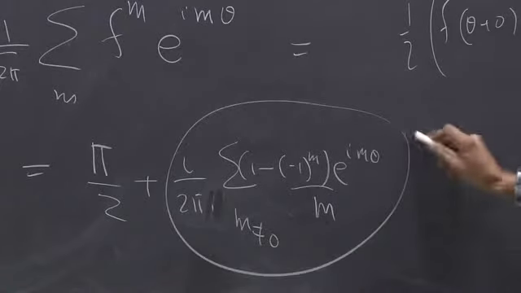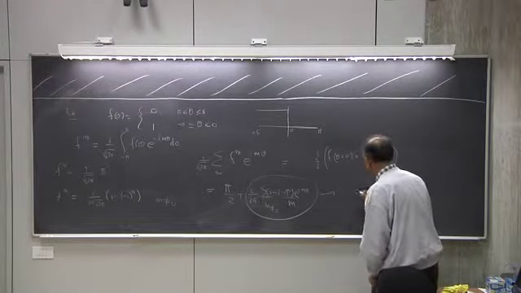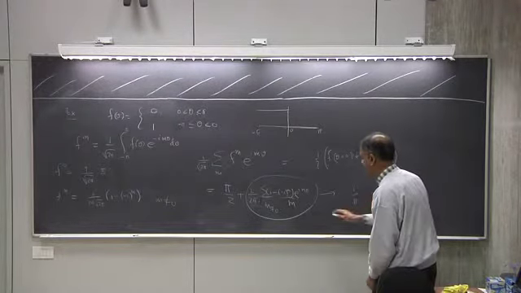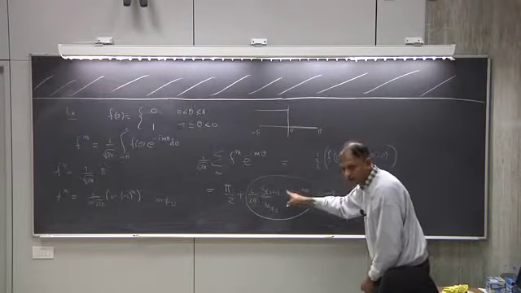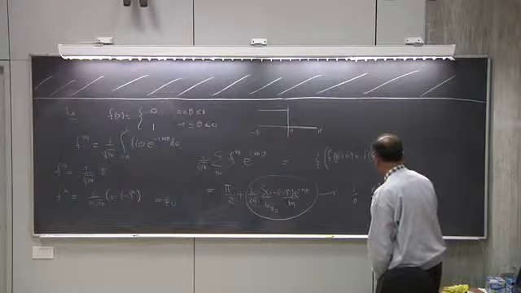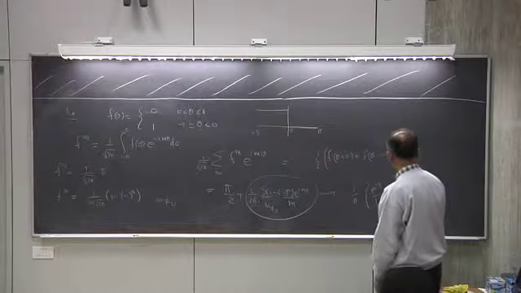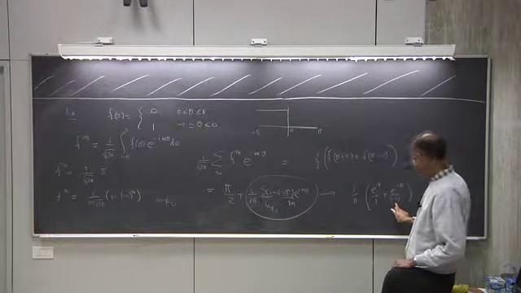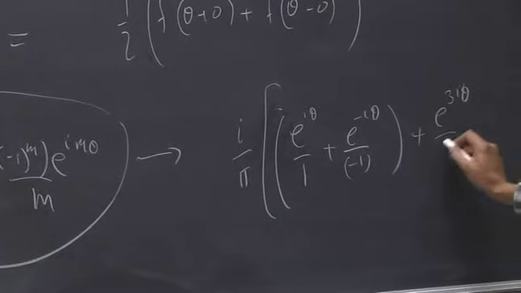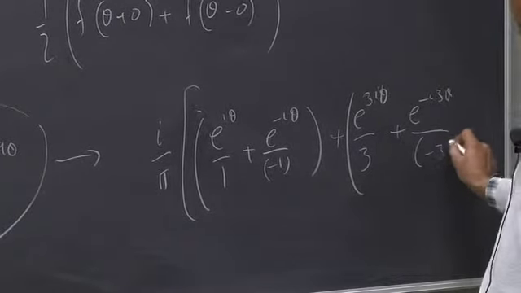So for example, let's say m equal to 1. This gives you a factor of 2, so I can cancel that. So i over pi, for m odd they add up. Only the odd terms survive. For example, e to the i theta for m equal to 1, plus e to the minus i theta divided by minus 1, that is m equal to 1 and m equal to minus 1. Similarly, for m equal to 3 you have e to the i 3 theta divided by 3, plus e to the minus i 3 theta over minus 3.